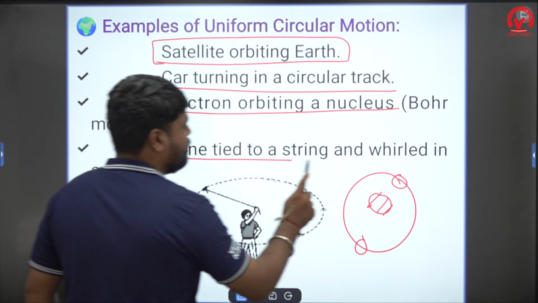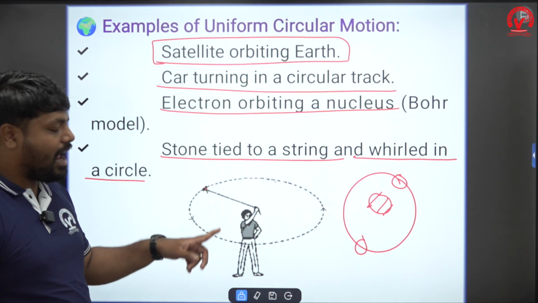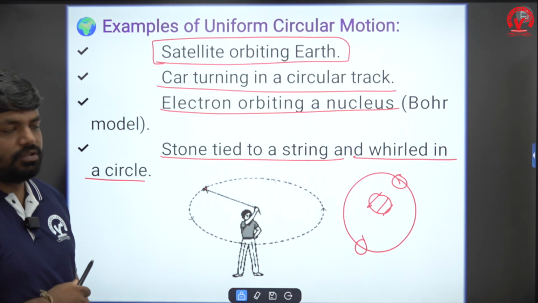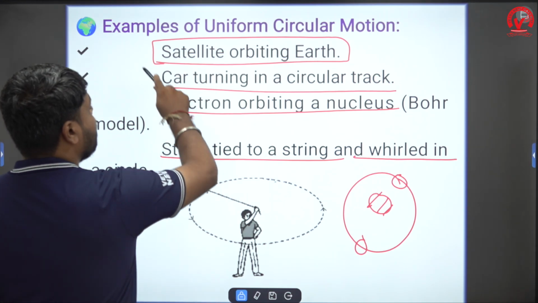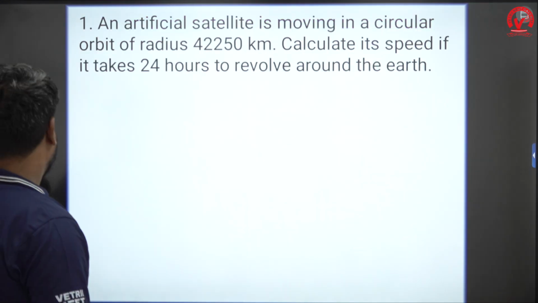A stone tied to a string and whirled in a circle. If you tie the stone and start to rotate it, the stone will move in uniform circular motion. Okay, the best examples are the satellite and the electron orbiting the nucleus. Okay, let me see the problems based on this.